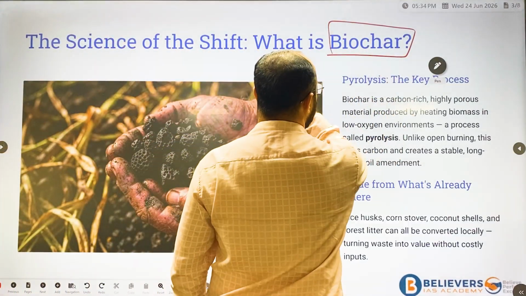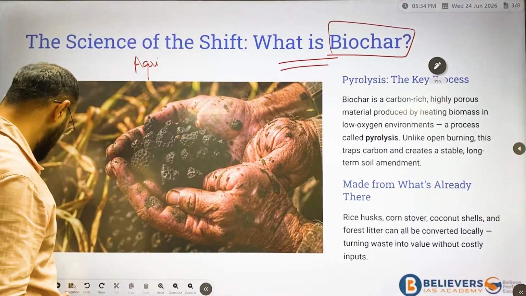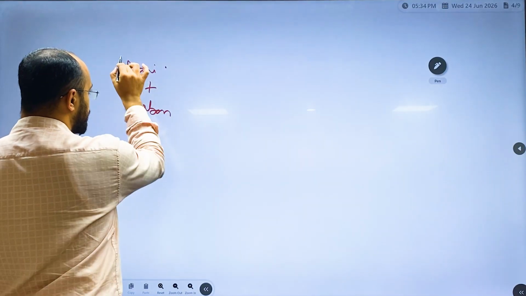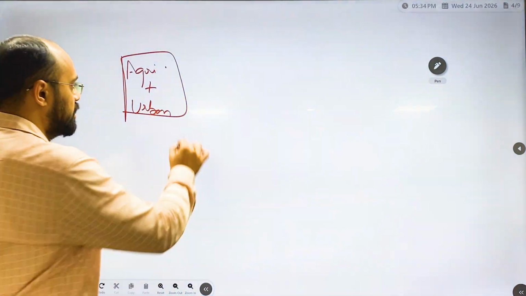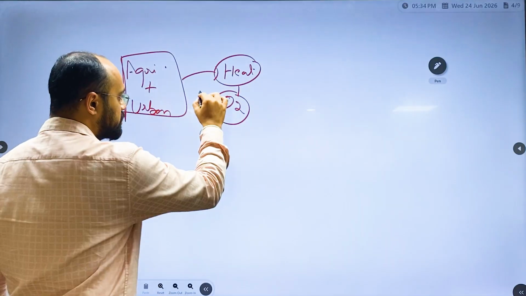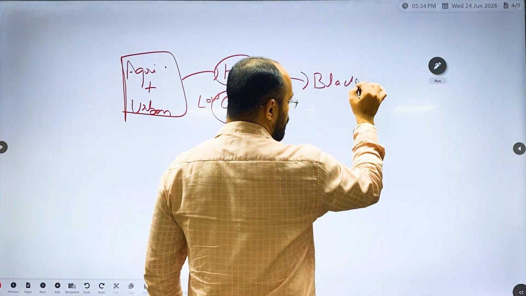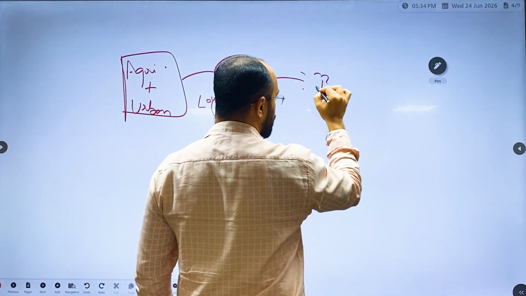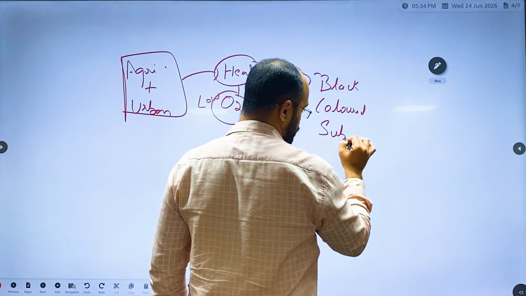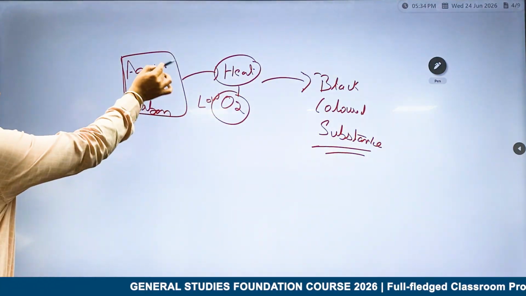Now, what is this biochar? Basically, this agricultural waste, or even we can say the urban waste, is heated in a low oxygen environment. In the low oxygen area, when we burn this agricultural or urban waste, we will get a black colored substance. We will get this black colored substance after heating this agricultural waste or urban waste.